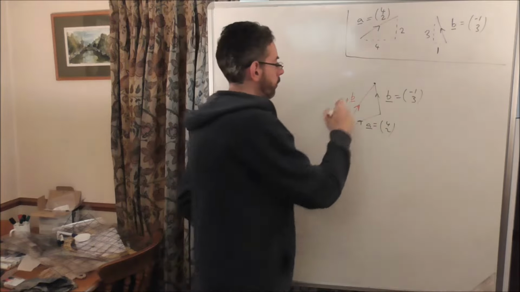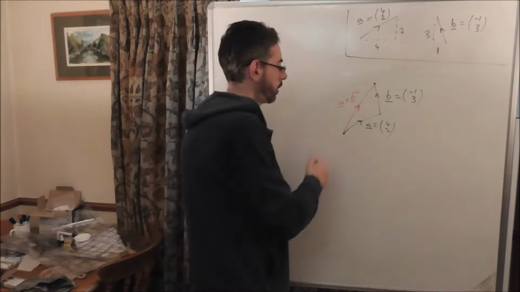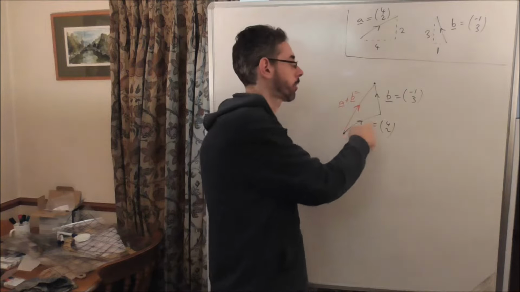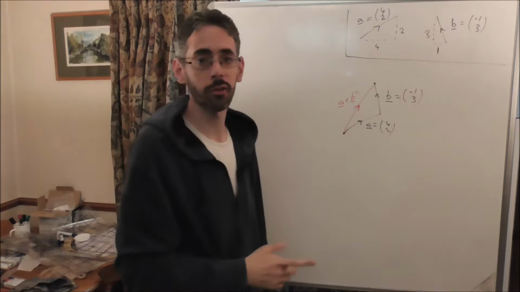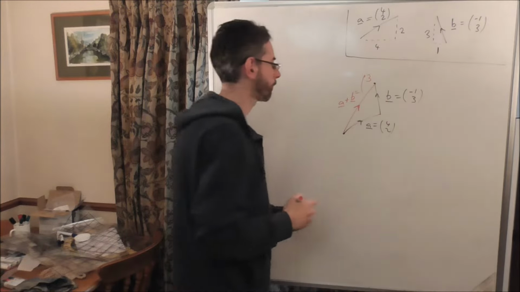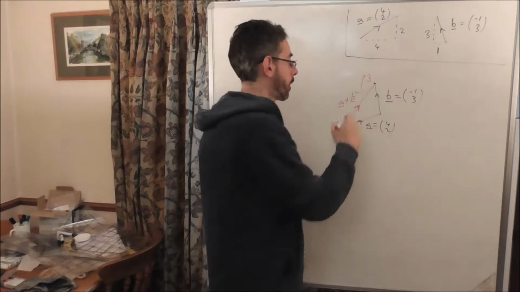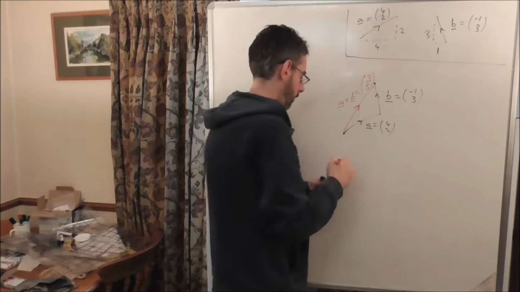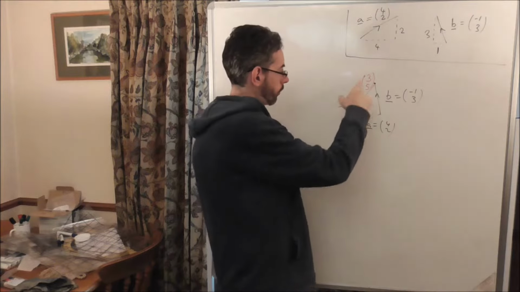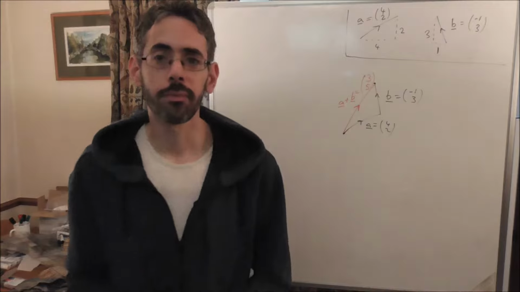So let's work out A plus B. So how far have we gone overall horizontally? Well, when we did A, we went 4 right, and then we did B and went 1 left. So that's a net movement of 3 to the right. So it's 3 to the right overall. And vertically we went 2 up, and then we went 3 up, so that's 5 up overall. So the overall journey from start to finish is 3, 5. That's 3 right, 5 up overall.